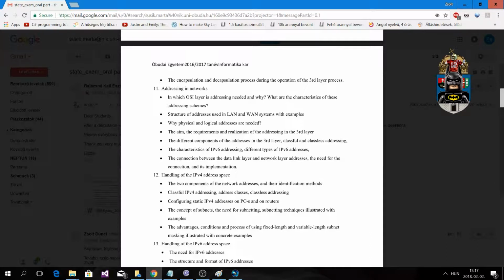Now it's the 11th topic, which is about addressing in networks. In which OSI layer is addressing needed and why? What are the characteristics of these addressing?